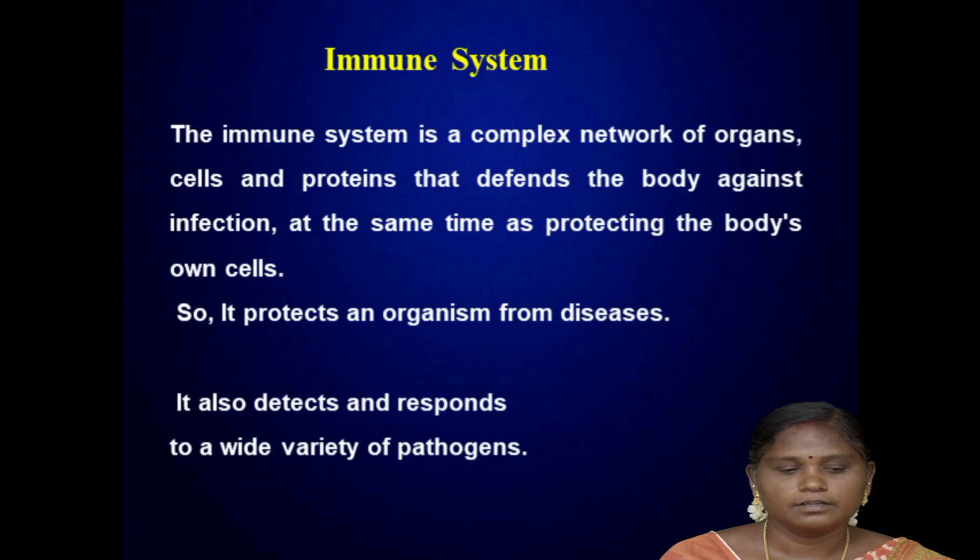You should know, right? And then you should know about what is the immune system, right? So in immunology you are studying about the immune system. The immune system is a complex network of organs, cells and proteins that defend the body against infection, at the same time as protecting the body's own cells. So it protects an organism from any kind of infectious diseases. It also detects and responds to a wide variety of pathogens, so that is called the immune system, right?